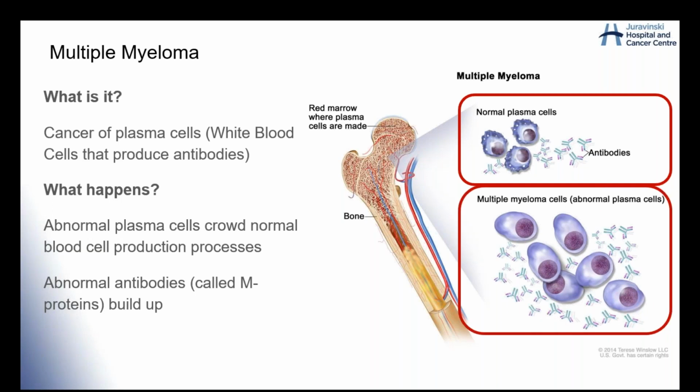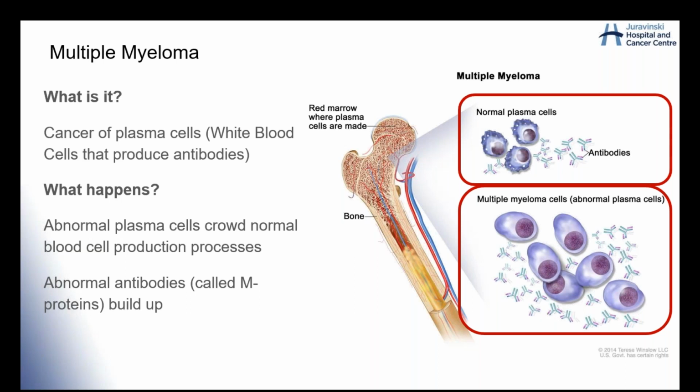So in the picture below, you see that these plasma cells will change, and they will start to grow uncontrollably, and then as a result will start to produce more of these antibodies, now abnormal antibodies. We call them M proteins or myeloma proteins. When the plasma cells continue to grow, they start to crowd what's happening in the bone marrow.